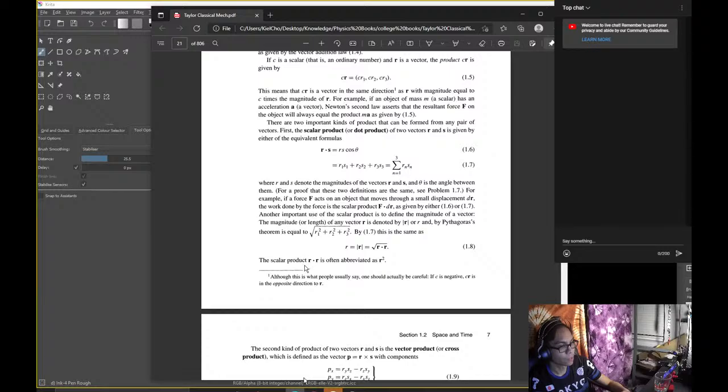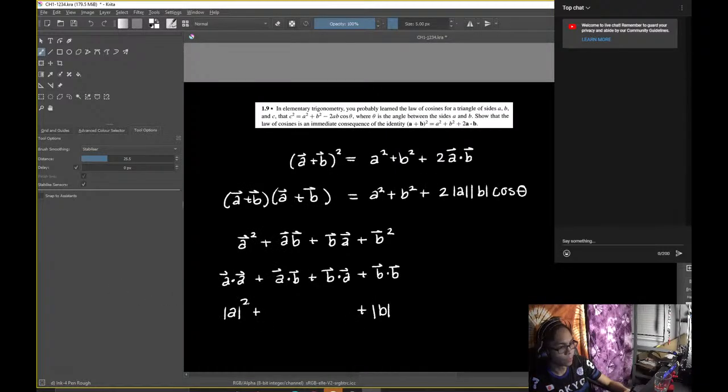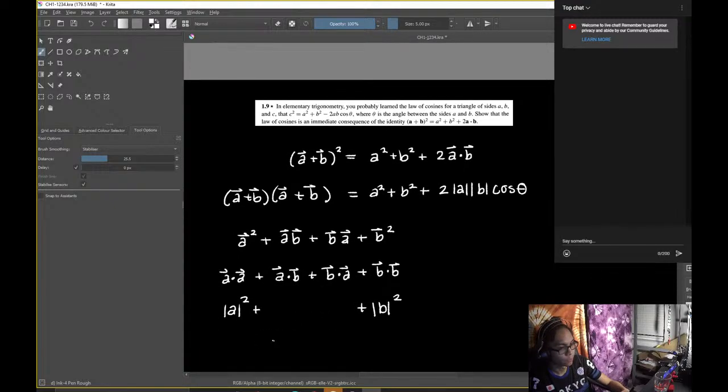Okay, so it should be squared. R dot product R. Yeah, they should be squared. There you go. B, and then these guys should be 0 then, if that's the case.